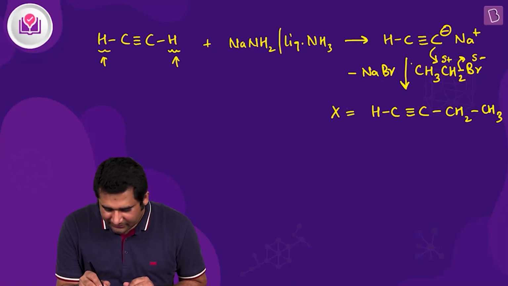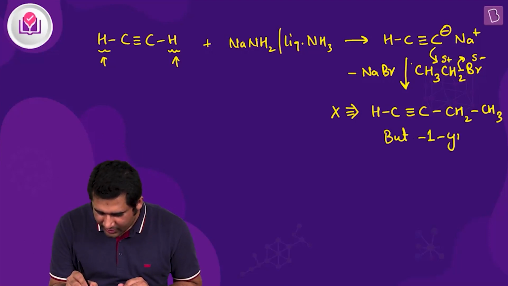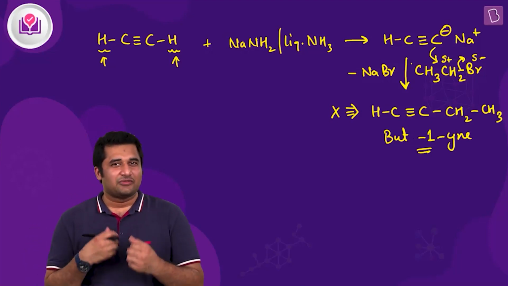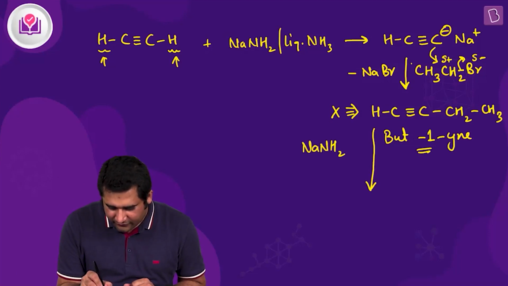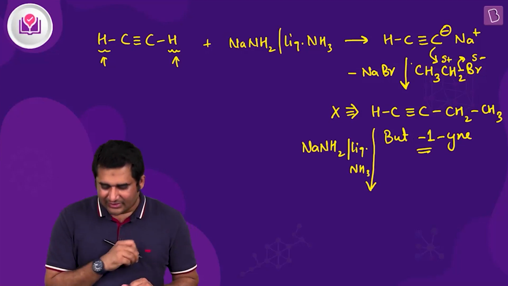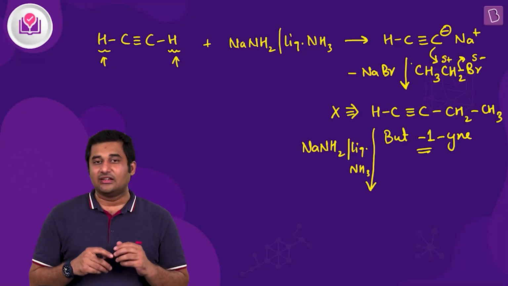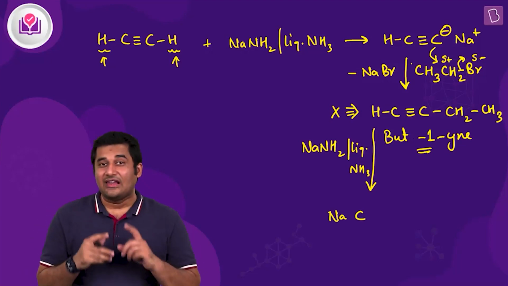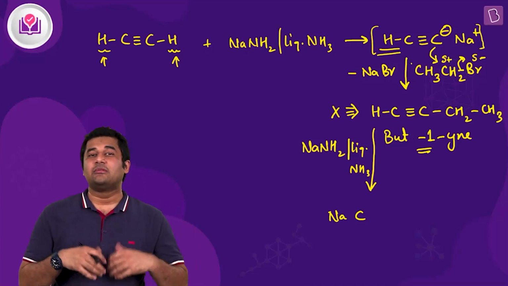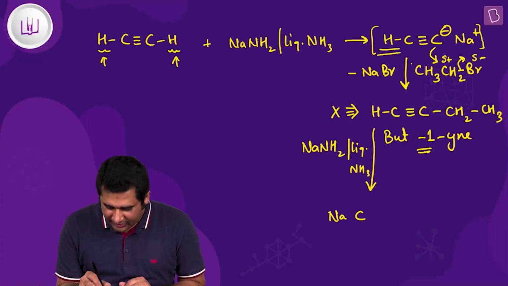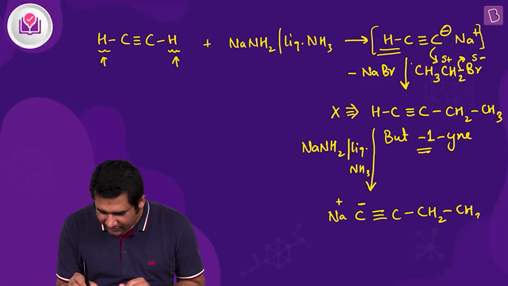So this is nothing but X. You can see clearly X is but-1-yne. Now moving to the next part, we have to find out Y as well. This X is made to react with NaNH2 in the presence of liquid ammonia. Since this but-1-yne is also a terminal alkyne, it will have an acidic hydrogen. So again the same reaction will take place, leading to formation of a sodium alkynide, that is sodium butynide. Basically, this species is called a sodium alkynide. So here you can see Na⁺ C⁻≡C-CH2-CH3. So this is what you will get.